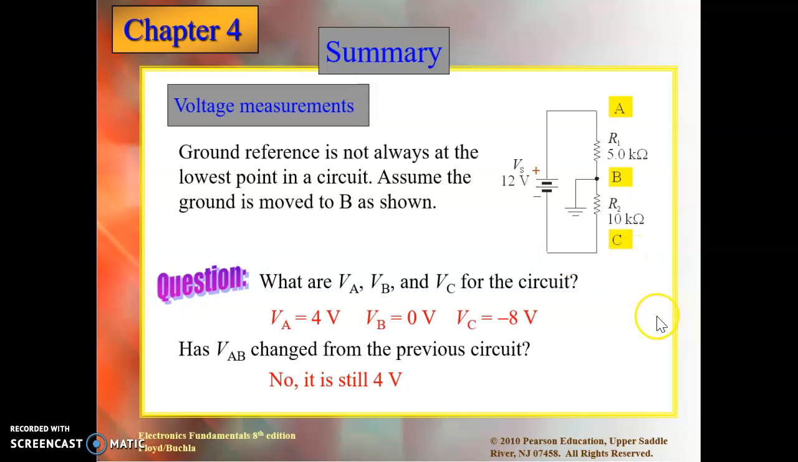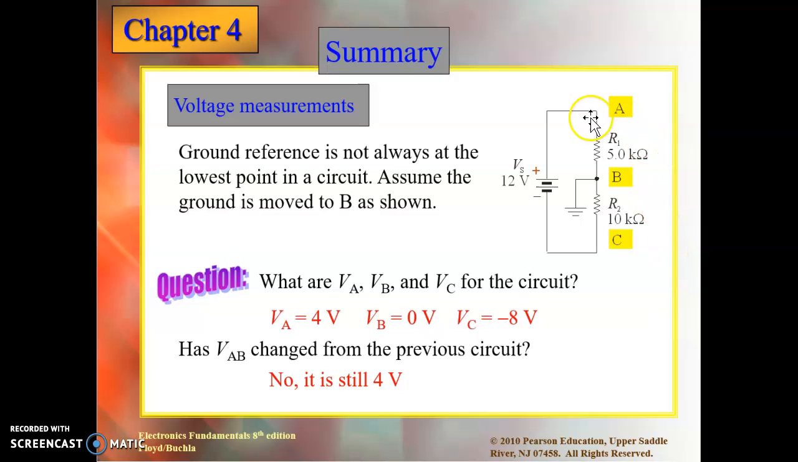Voltage measurements. Ground reference is not always at the lowest point in a circuit. Assume the ground is moved to B as shown. If the ground is moved to B, then this becomes a completely different circuit, okay?